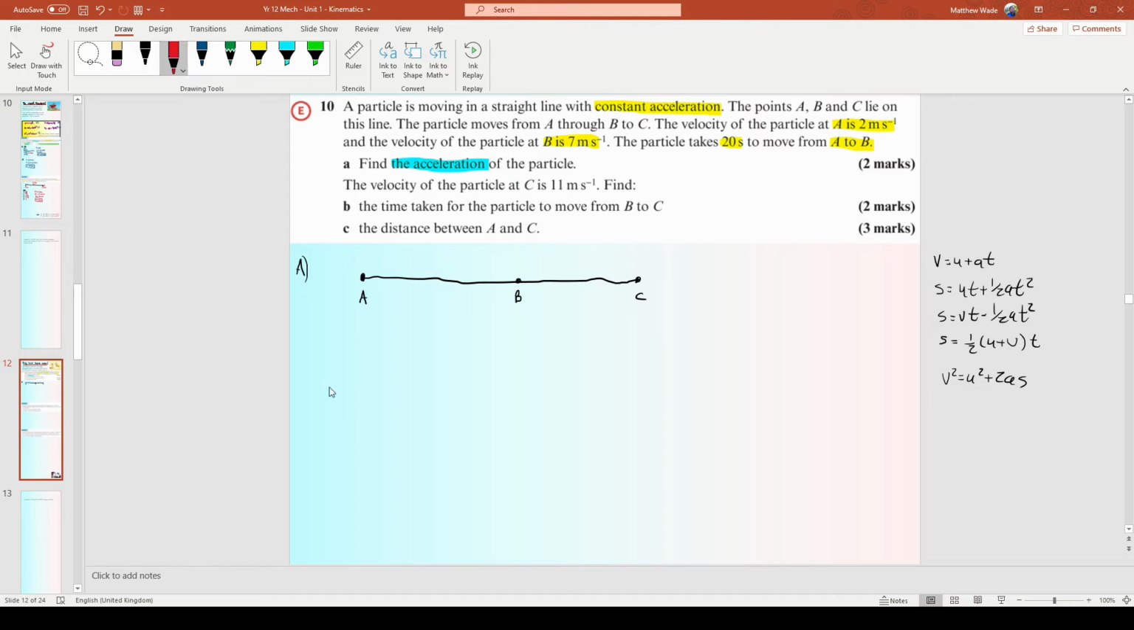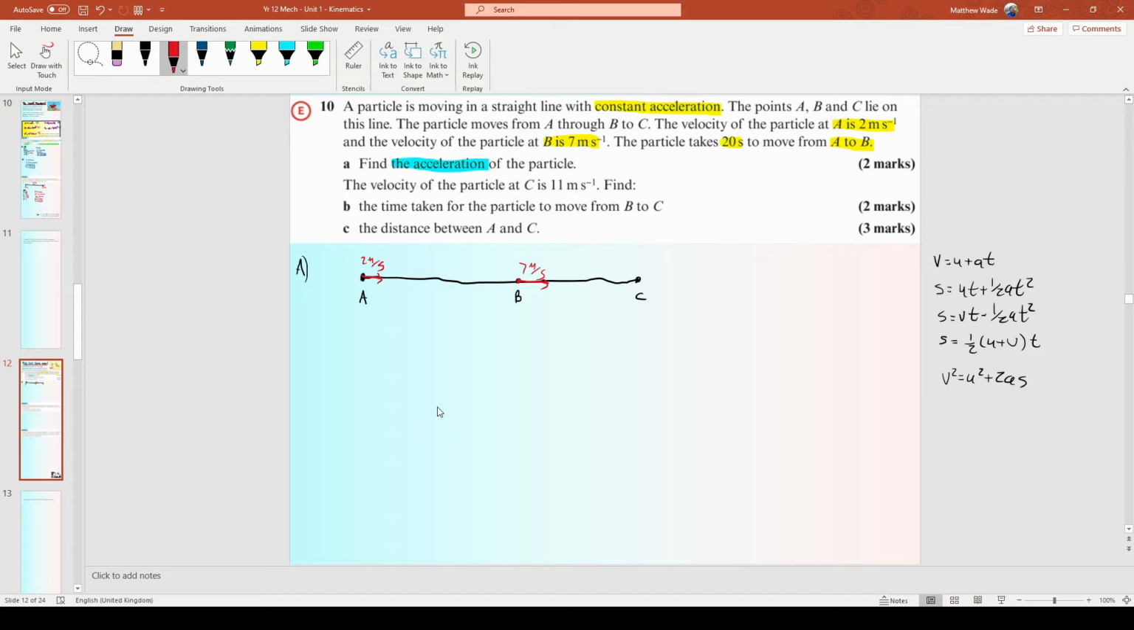Now, it does say some bits and bobs as well. It says that at A, the velocity of the particle is 2 meters per second, and it says it's going towards C as well. And at B, it's 7 meters per second, okay? I'm going to draw it above, actually. 7 meters per second, 2 meters per second. Cool? So there we go. That's the information that it gives us.